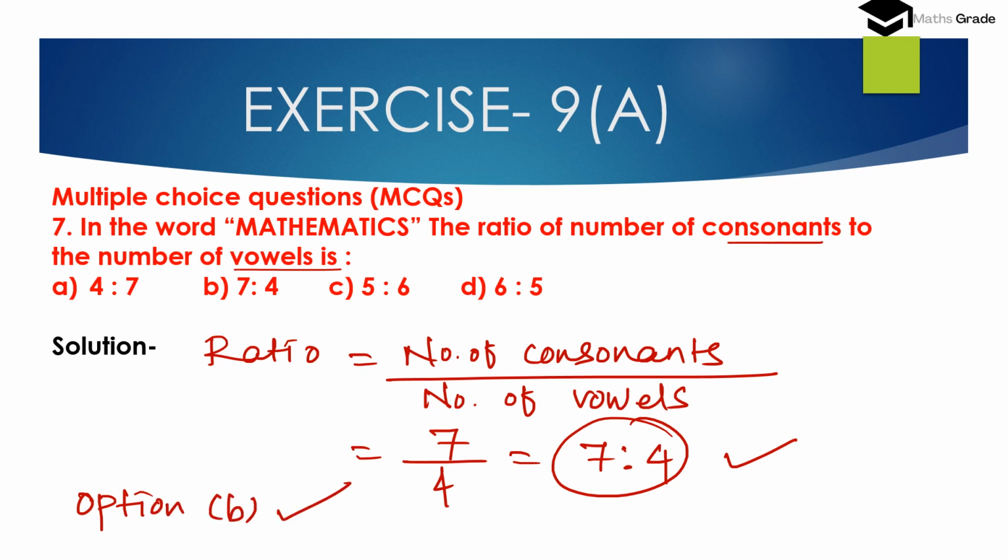Option B is correct. 7 is to 4. So option B, 7 is to 4, is the correct answer.